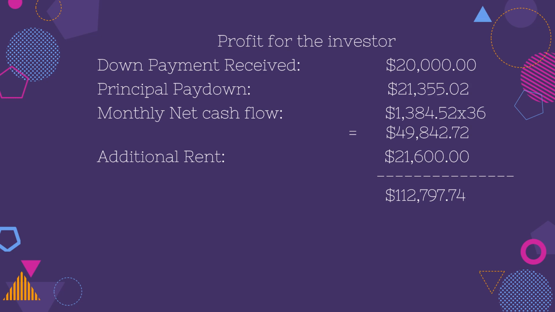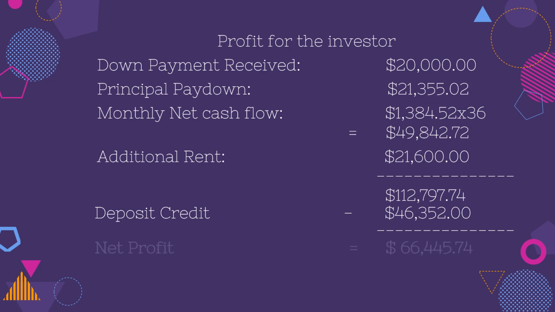So the total income received and accumulated is $112,797.34, minus the deposit credit to the tenant buyer of $46,352, which gives a net profit of $66,445.74. Remember, the house is worth $400,000.